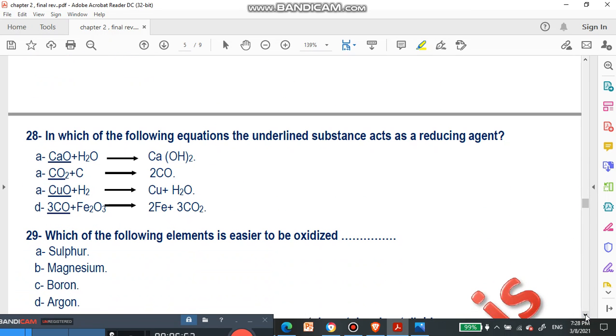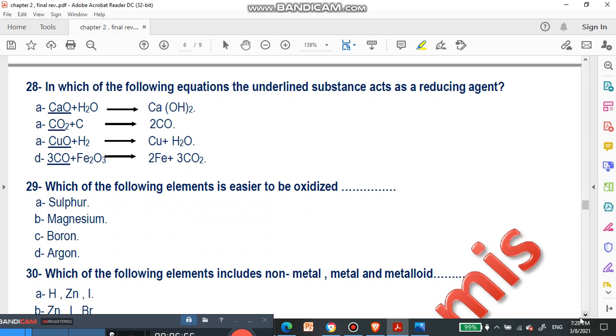Question number 28 says: in which of the following equations does the underlined substance act as a reducing agent? We said a reducing agent makes two processes. The first one: we increase the oxygen connected to it. As we said, a reducing agent makes high oxidation; the oxidizing agent is the opposite. We took it in third prep.